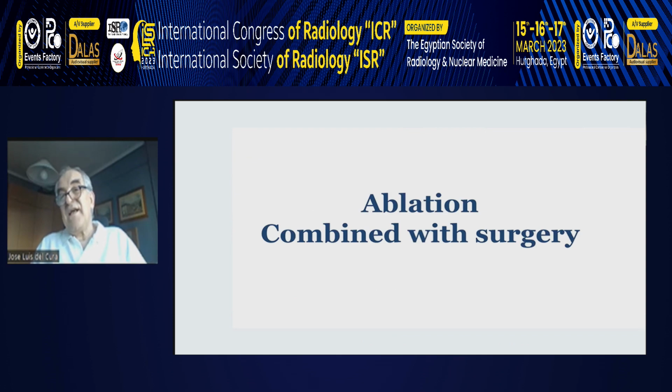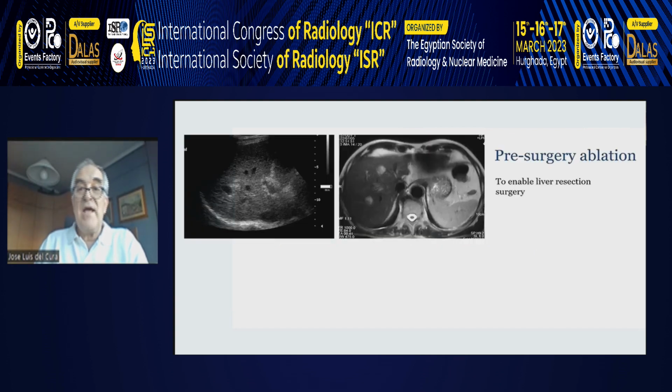Well, but there are other possibilities, and one of these is the combination of ablation and surgery. We can use ablation to perform surgery in patients who, if we used only surgery, would not be potential candidates for surgery. For example, this is a patient who had several metastases in the left lobe, not shown here, but he had a couple of metastases here.